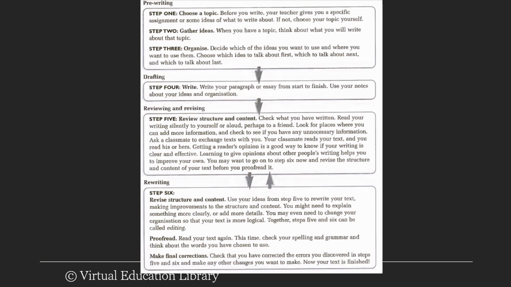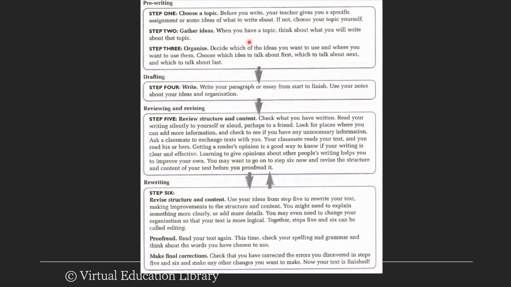Now, this is the technique for how to write a paragraph. So these are the steps of writing a paragraph. You don't need to just take the pen and start writing, but there are certain steps involved in writing if you want to write effectively. First, you need to do some pre-writing steps. Step one is choose a topic. Before you write, your teacher gives you a specific assignment or some ideas of what to write about. If not, choose your topic yourself. So the first thing is choosing the topic.